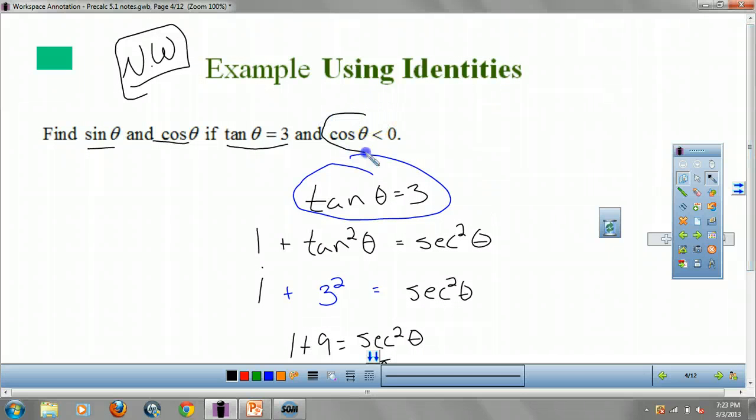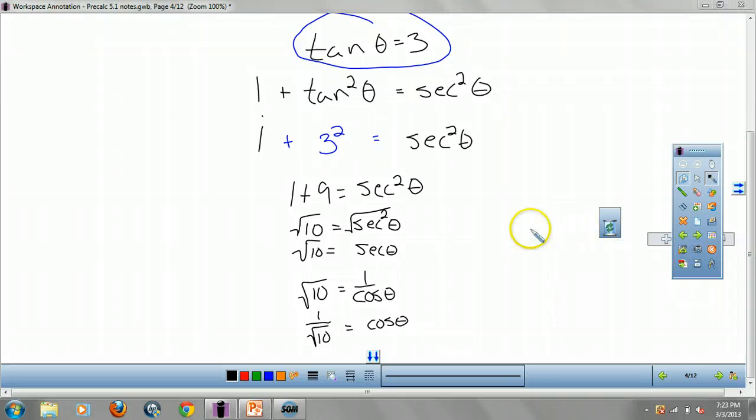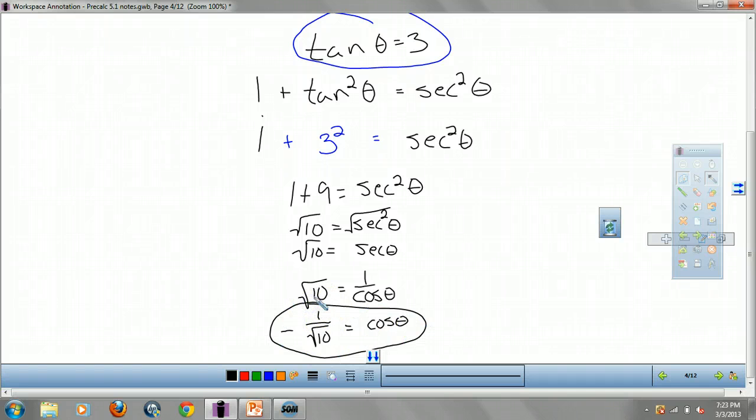Okay, don't tell your teachers this, but I'm going to leave this one here like that. Now, it says cosine is less than 0, right? So here's what you do. A 1, a 2, a 3, you put a negative sign in front. Easy? Easy. So that's my cosine, right?